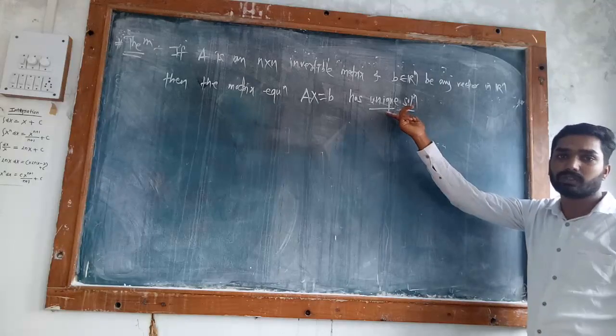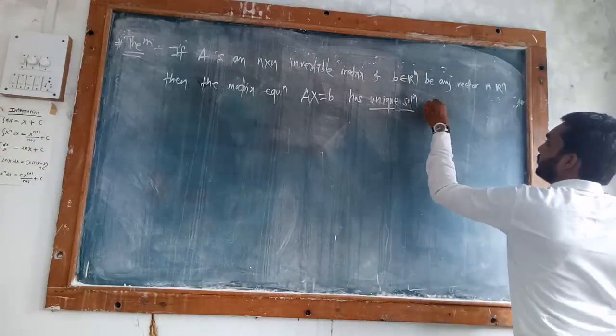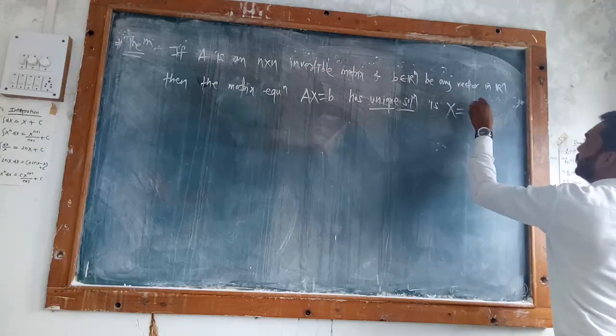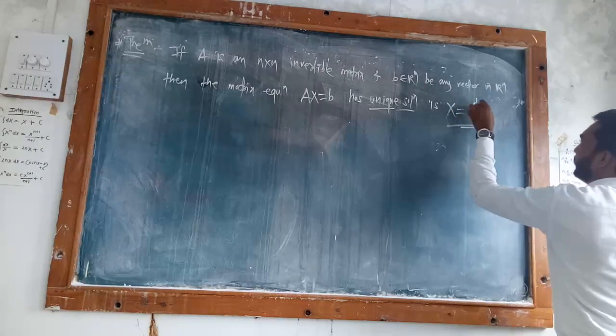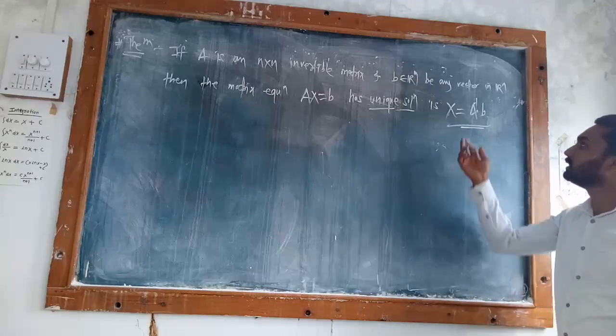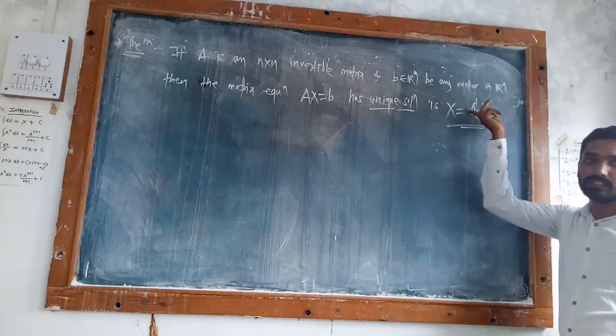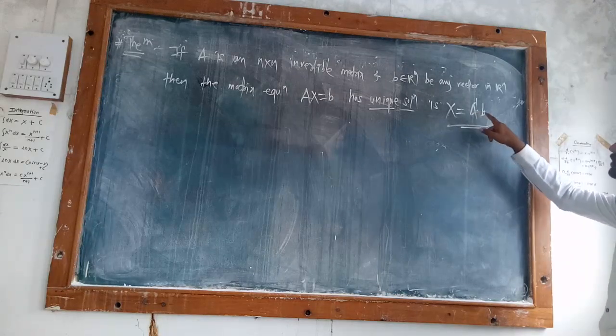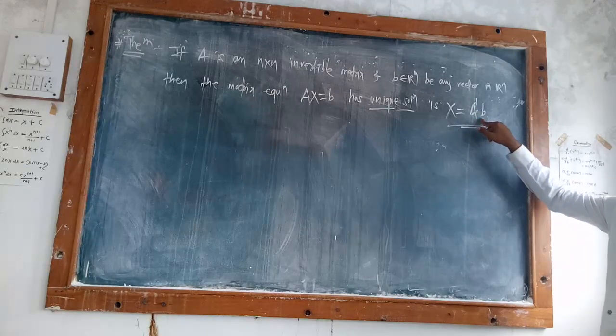Unique means one and only one solution. What is that solution? X equal to A inverse into B. We have to find A inverse and then multiply A inverse by the B column vector.